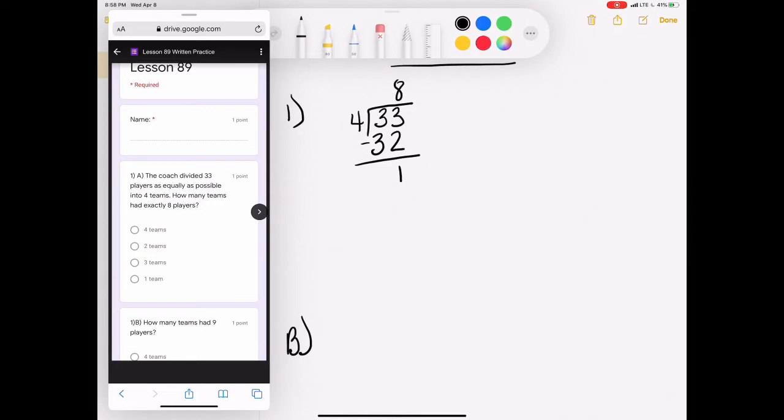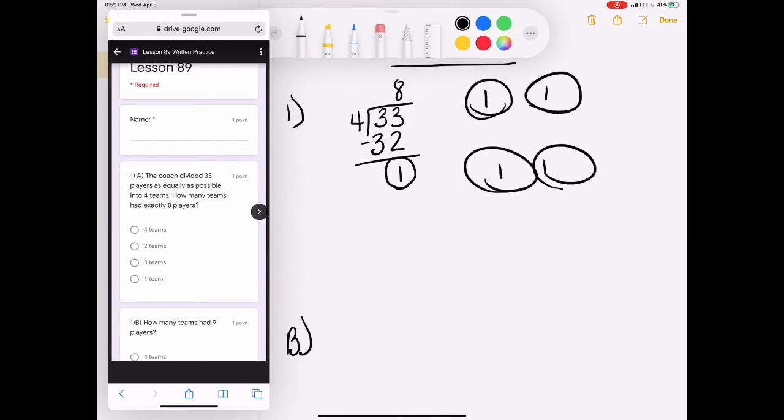How many teams had exactly 8 players? So we're interpreting this remainder. This is 1 player, 1 person that has to play the game. And there are 1, 2, 3, 4 different teams of 8. So how many can have 8 players? Well, we only have 1 remainder, so there's only 1 team that has 1 extra. That means 3 of the teams have 8 players.